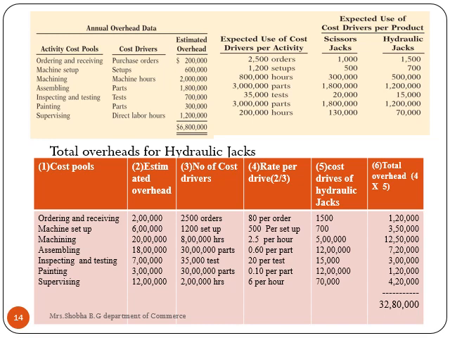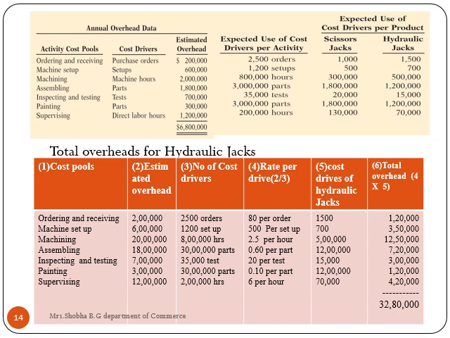Next one is assembling. So rate is 0.60 per part and total parts included for this production of this product is 12 lakh parts. So that is 60 paise into 12 lakh, that is 7 lakh 20,000. So in the similar manner we have to do it for the inspecting, painting and supervising.